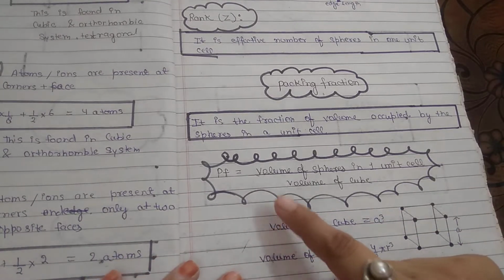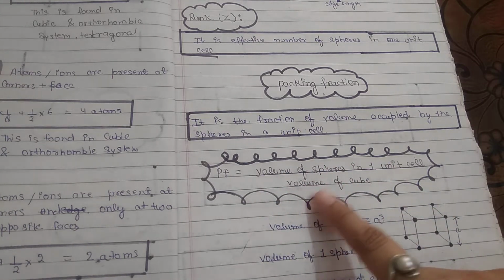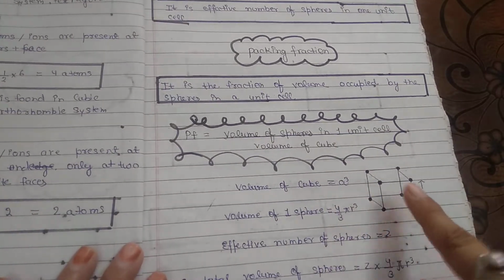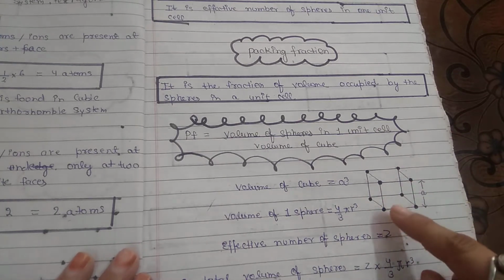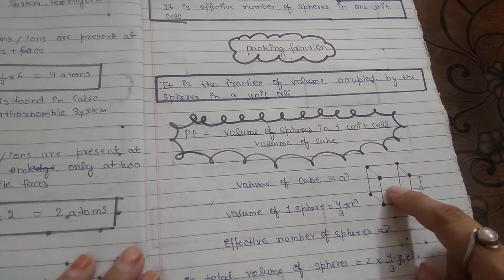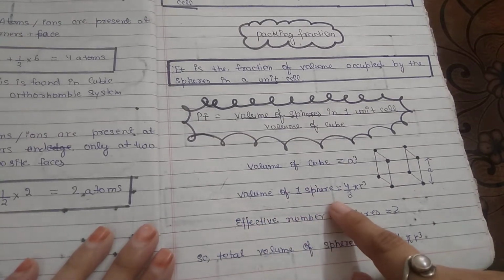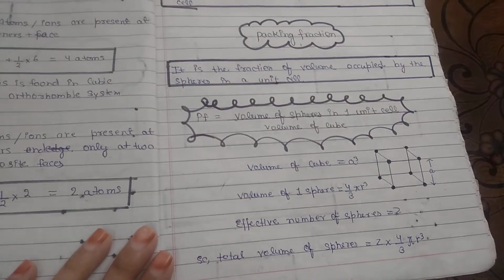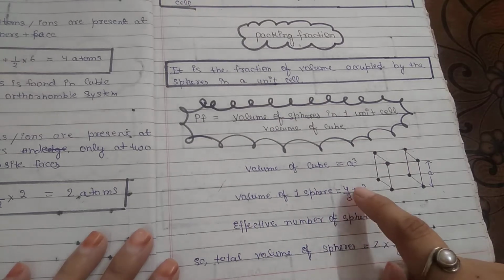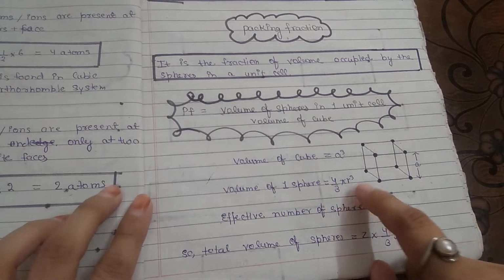So our formula becomes: packing fraction is equal to volume of spheres in one unit cell by volume of cube. Then the volume of cube is a cube. Volume, what is volume? V is equal to L into B into H. So here we consider it is a, this is a, so also it is a, and also it is a. A into a into a becomes a cube. So what is the volume of one sphere? 4 upon 3 pi r cube.